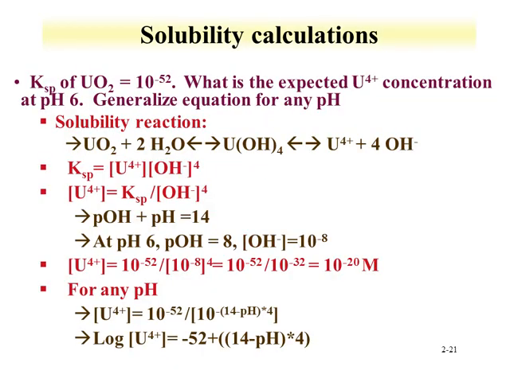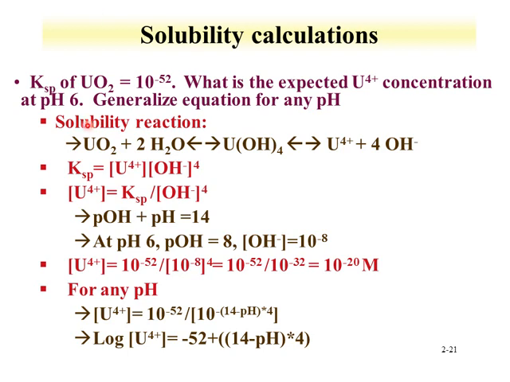We can use this with uranium. Here's a literature value for the KSP of uranium dioxide. The value is 10 to the minus 52. If I use this value, what's the expected uranium-4 plus concentration at pH 6? And then generalize the equation so I can calculate the uranium-4 concentration at any pH. Now, in an actual solution, if the uranium-4 then oxidizes to uranium-6, your total amount of uranium in solution would be much greater than what you calculate from the KSP. But let's use this as an example.